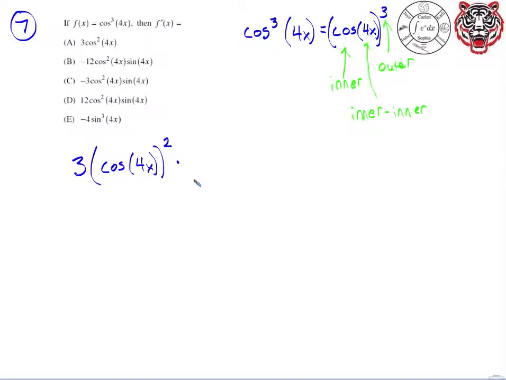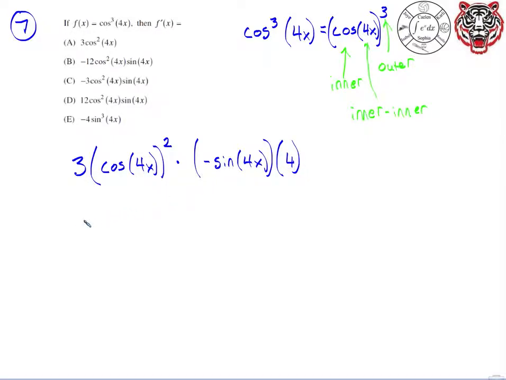What's next? Negative sine 4x. You're doing the derivative of the inner, so negative sine of 4x. I agree with you. Okay, are we done? No. What do we have to do? Okay, what is that? 4. All right, there's our derivative of the inner.